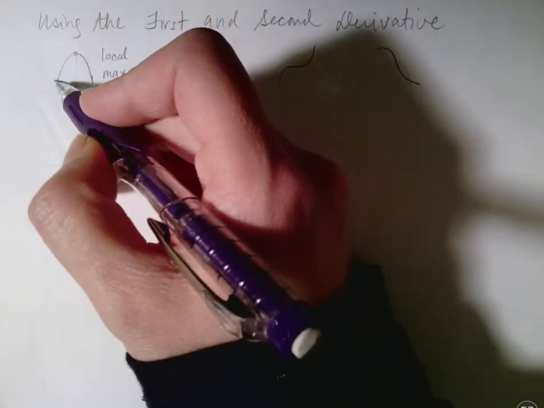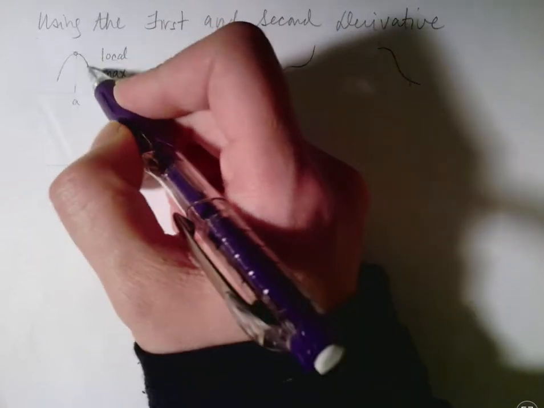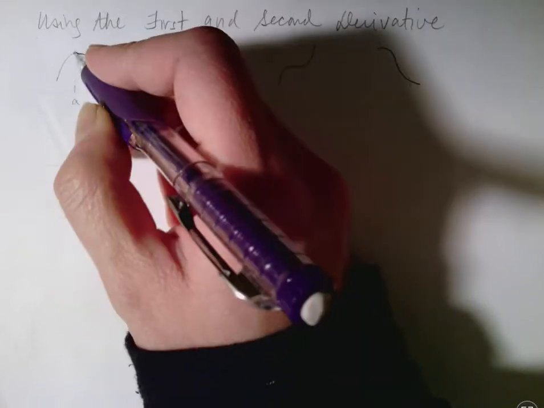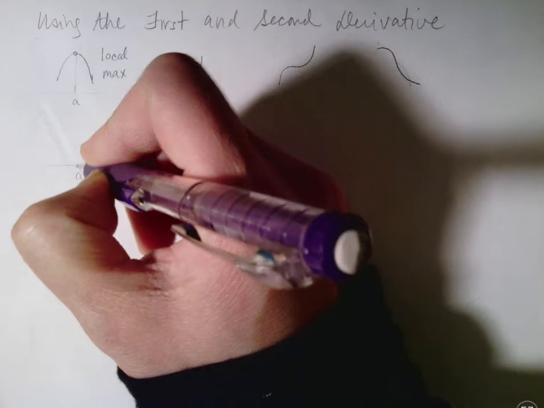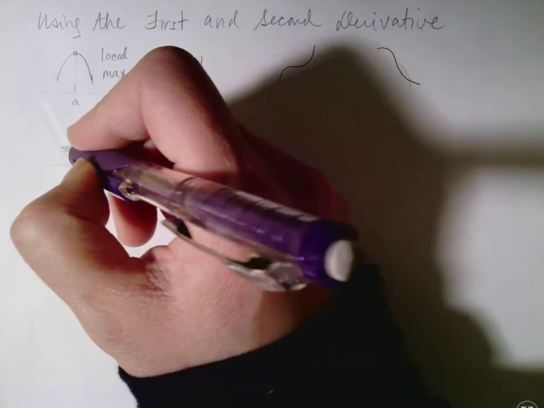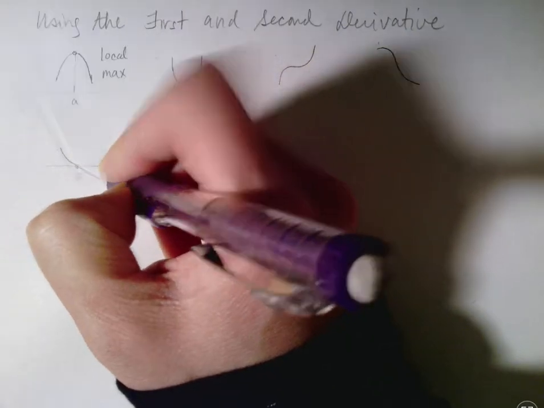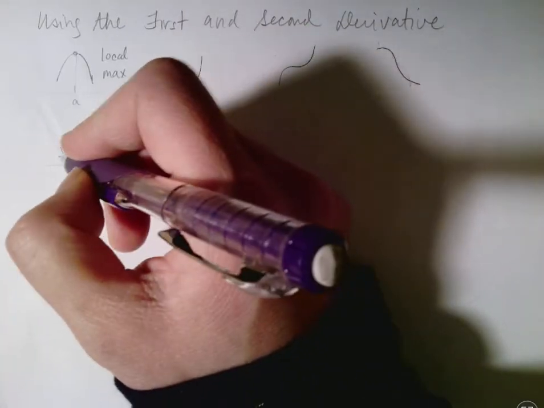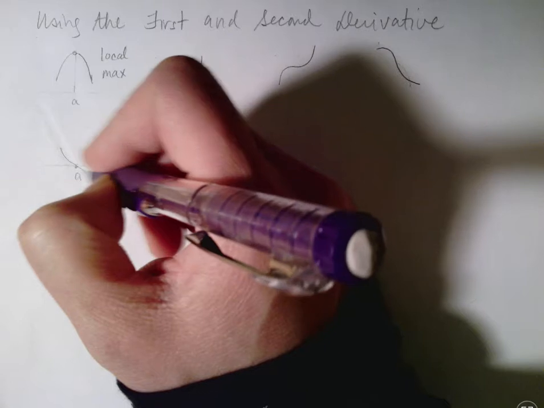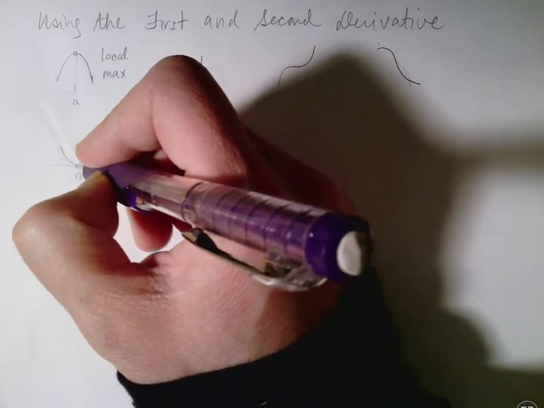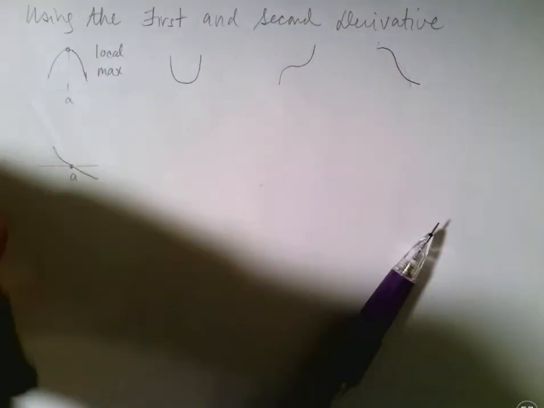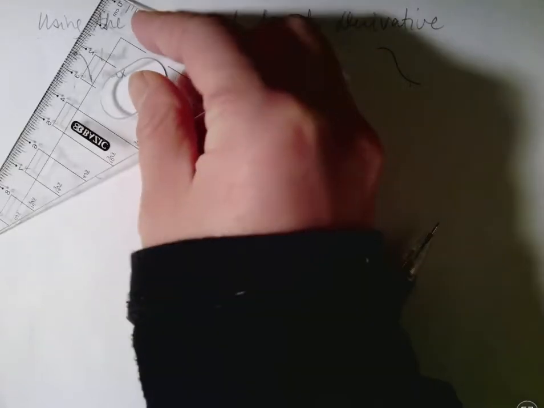Now, the derivative goes from positive to negative, right? So at A, it's 0. Qualitatively, it does this, positive to negative. Maybe it's a straight line, maybe it doesn't look exactly like this, but it has to go from positive to negative because the slopes are positive, 0, or negative.